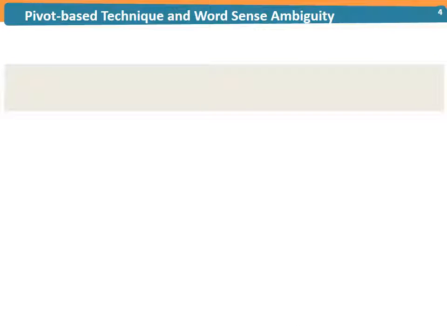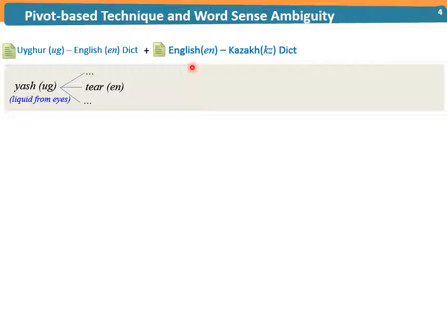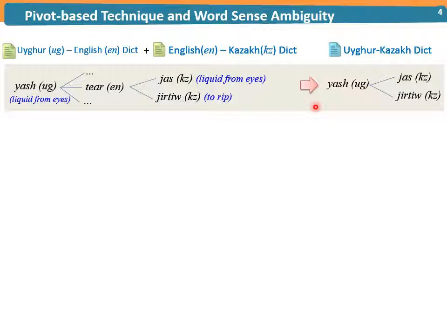Let me explain this idea with an example. Assume that we have a dictionary from Uyghur to English, from which we take a Uyghur word and its English translations. And we have another dictionary from English to Kazakh, from which we can take the Kazakh translation of the English word. And by this whole connection, or let me call this a pivot graph, we can get the Kazakh translation of the Uyghur word. In other words, now we can create a new dictionary between Uyghur and Kazakh.